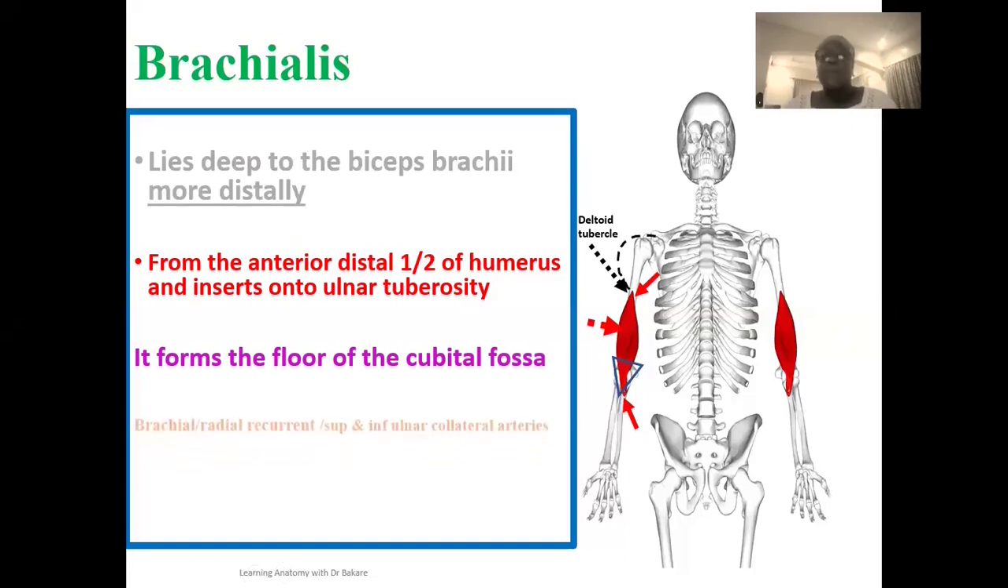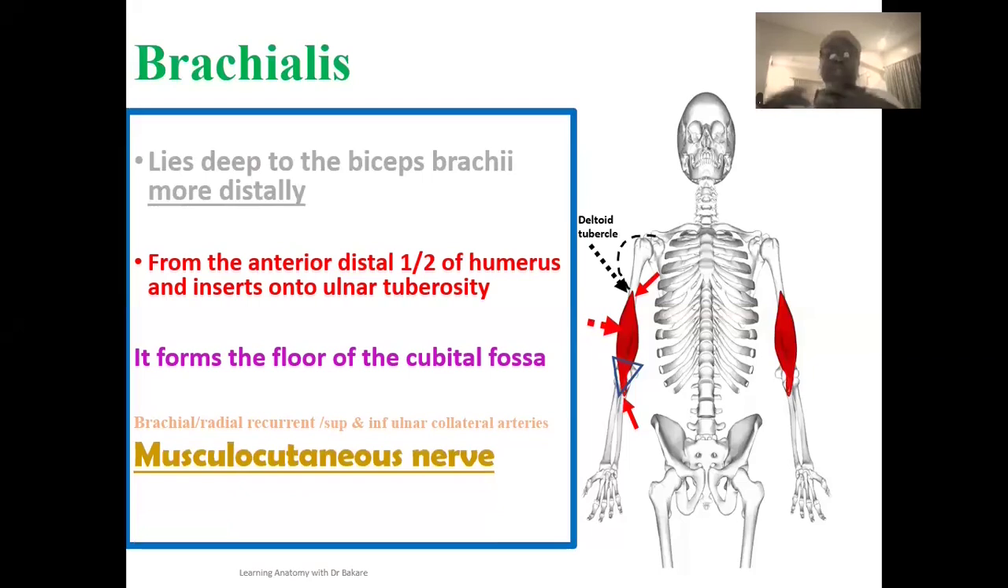This muscle is supplied by the brachial artery, the radial recurrent, and also the superior and the inferior collateral arteries. It is also seen to be innervated by the musculocutaneous nerve. There is an additional innervation on its lateral third by the radial nerve.